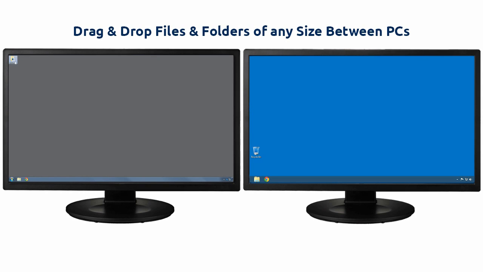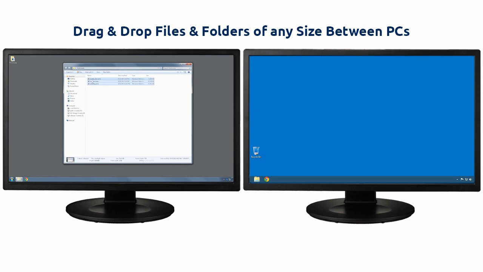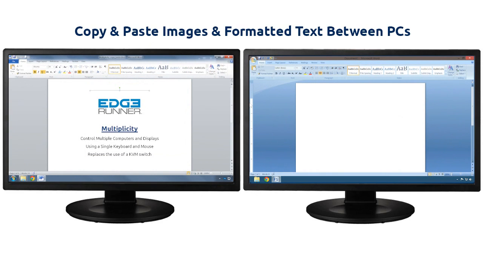Drag and drop files and folders of any size between PCs, even large multimedia files. Automatic data compression and encryption ensure transfers are fast and secure. Copy and paste text and images using clipboard sharing in Multiplicity. Embedded formatting is retained when copying text and images between PCs.